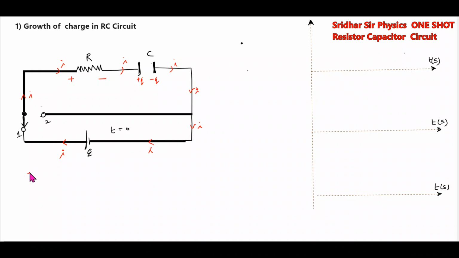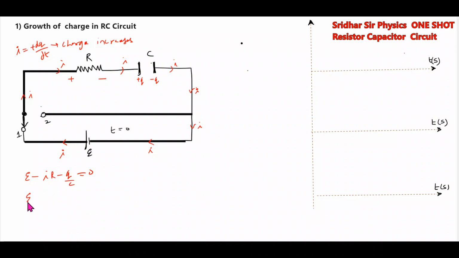We'll apply the KVL: E minus IR minus Q by C equals 0. If charge across the capacitor increases, then the convention is I equal to dQ by dt. If the charge across the capacitor decreases, then I equal to minus dQ by dt. When do we use it? When charge increases. This is a convention.